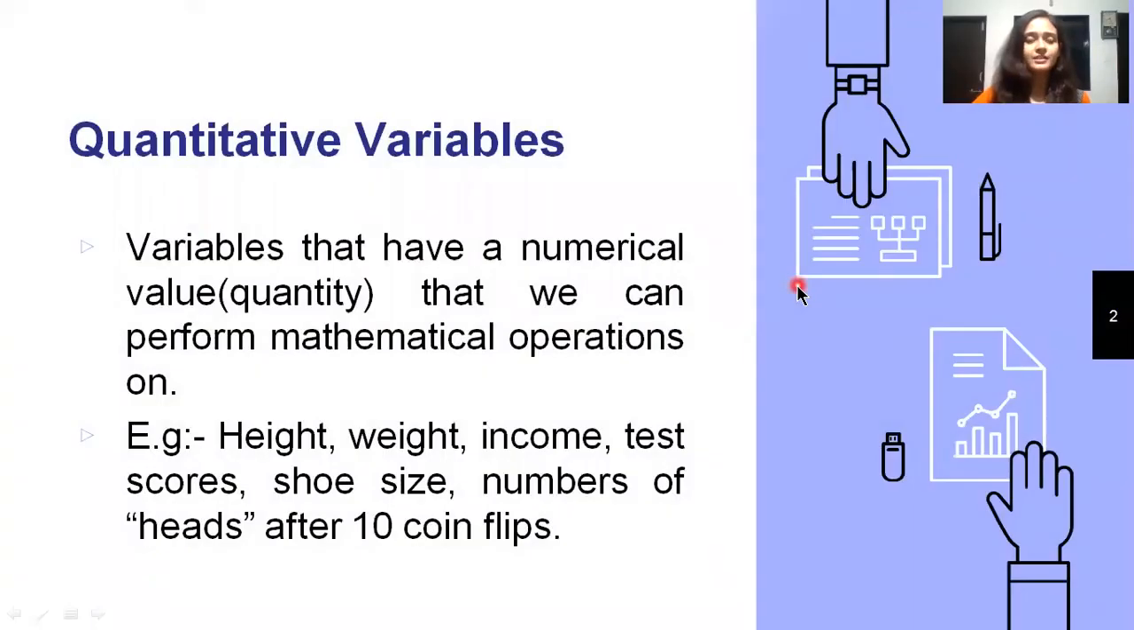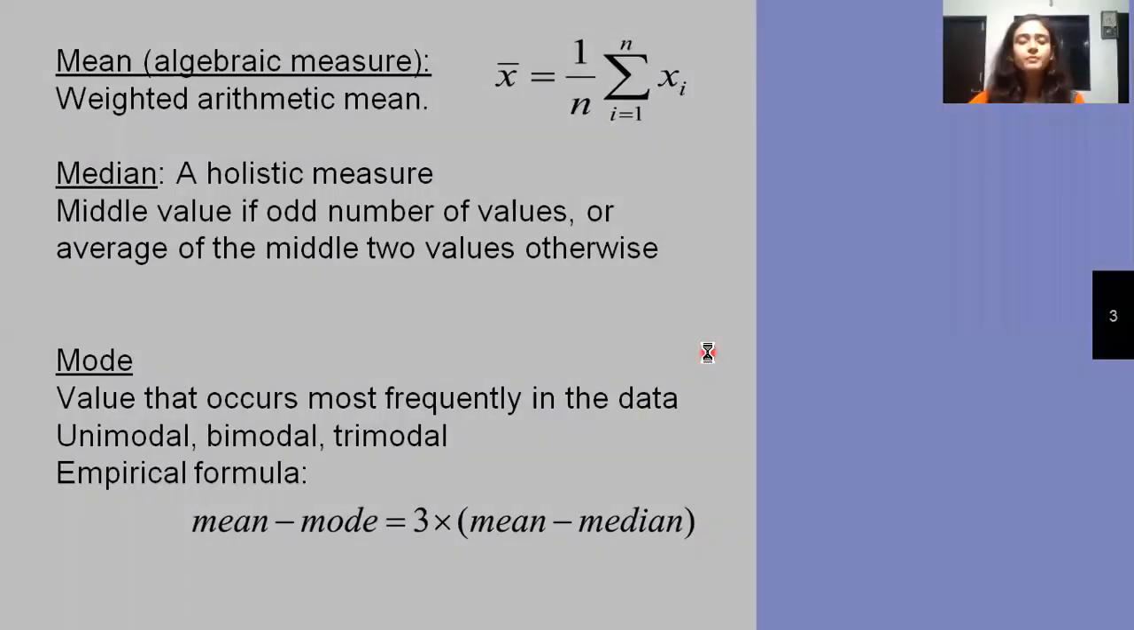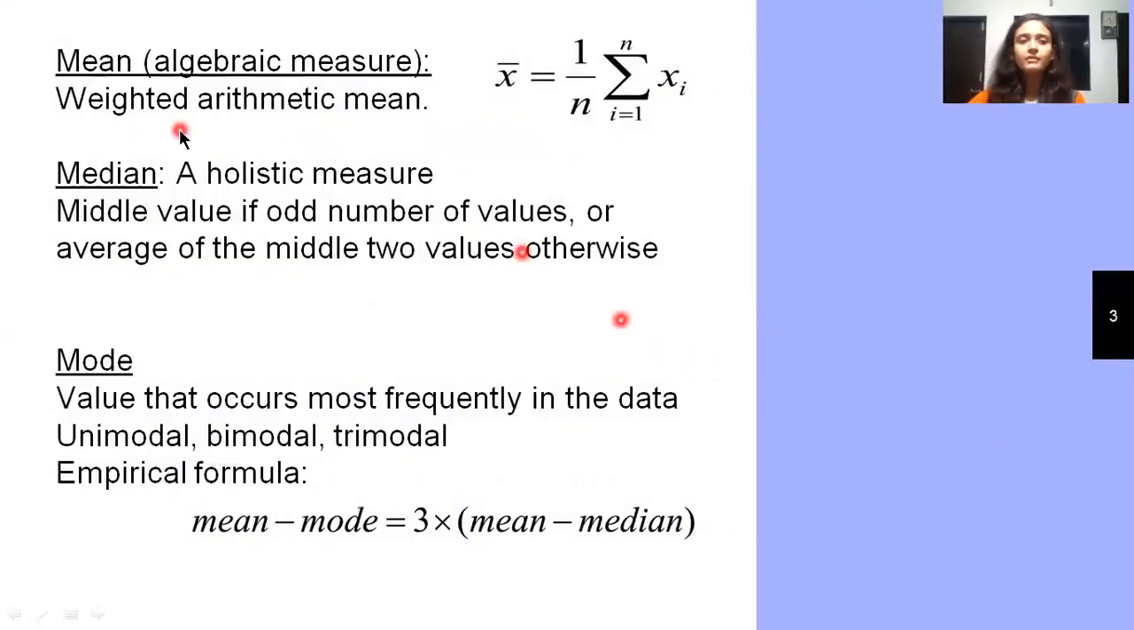So first of all, we will see what the quantitative variables are. Variables that have numerical values and on which we can perform mathematical operations are called quantitative variables. We have seen in the previous lecture what qualitative and quantitative variables are. Examples of quantitative variables are height, weight, income, etc. On quantitative variables, we can easily calculate mean, median and mode.